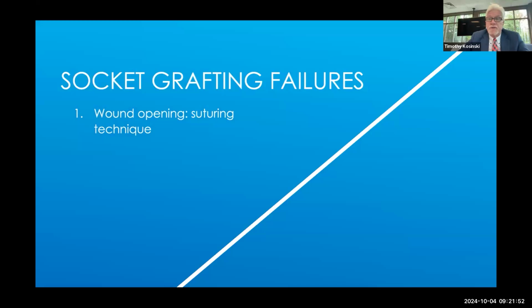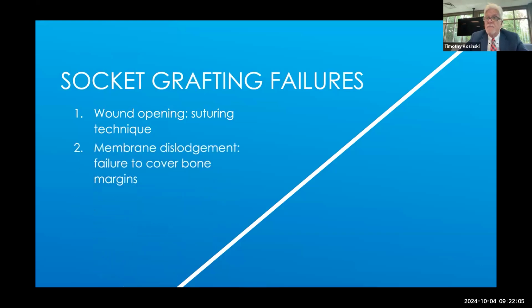Socket grafting failures. Many of you know this, what we've covered so far in the first couple of minutes, but we've gone back and tried to place an implant and we get mush. We don't have predictability. Well, suturing is very important. If you're using an allograft material, human bone, you must protect that allograft from invagination of epithelium. So we must protect it with a membrane. I'll demonstrate those techniques that we use.